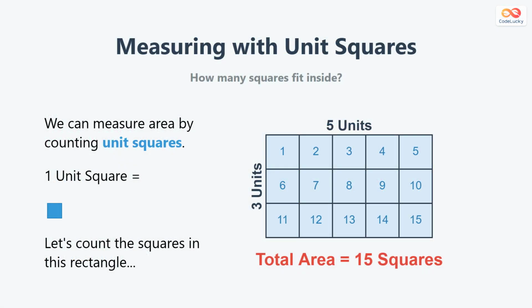One way to find the area is to count how many small square units fit inside the shape. In this example, we have a rectangle that is 5 units wide and 3 units high. If we count them all, we find there are 15 squares in total.